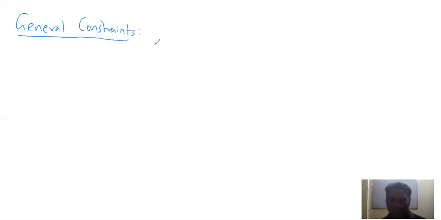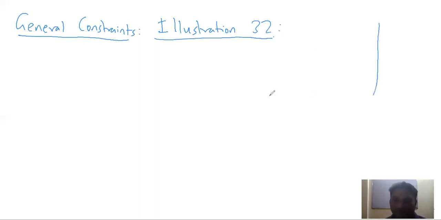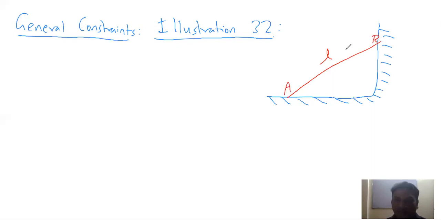So in general constraint, let us see illustration 32 of our class notes. In this case, we are given a wall, which is shown like this, and we have a rod of length L. Let us say A and B are the points, and L is the length of the rod. Suppose this horizontal distance is X and this vertical distance is Y, and this angle here is theta.